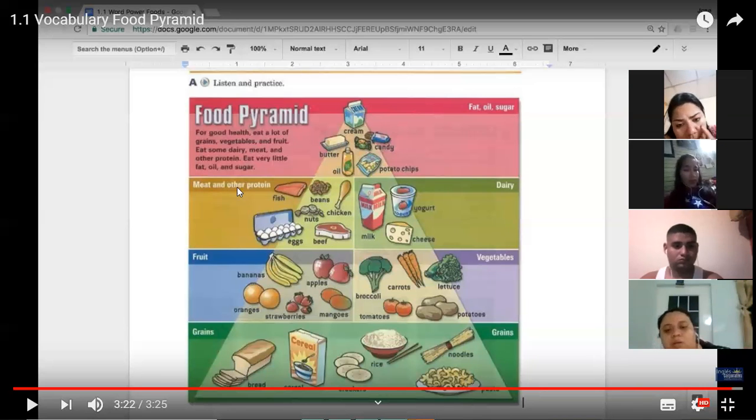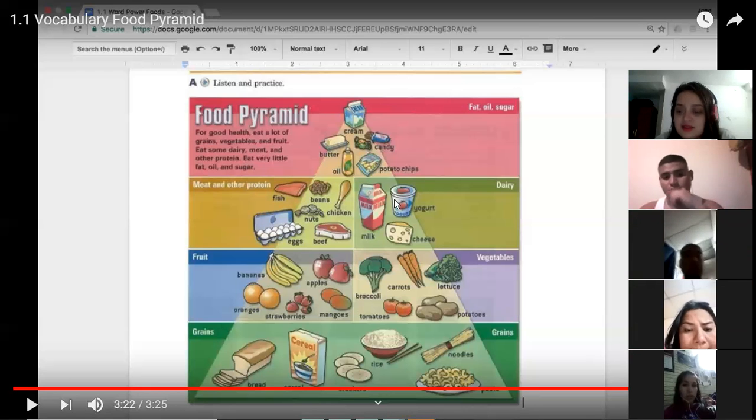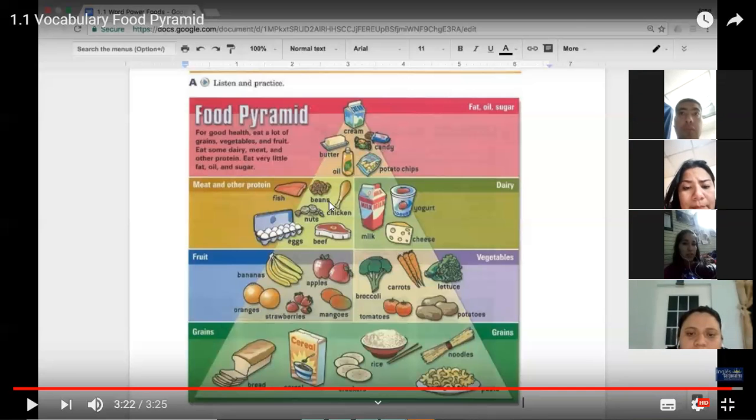All right, so meat and other protein. Repeat, meat and other protein. Fish. Beans. Chicken. Nuts. Eggs. That's good. Beef.